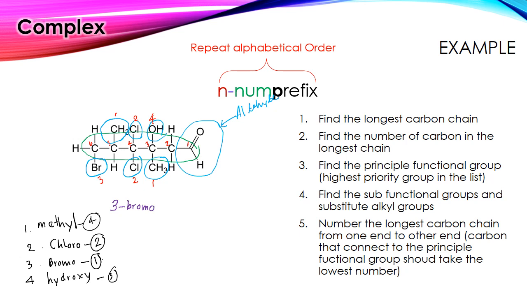Next one, chloro. Here there are 2 chloro groups. The attached carbon numbers are 4 and also 4, therefore 4,4-dichloro, because there are 2 chloro groups attached to this carbon chain. Then the third one is hydroxy. There is only 1 hydroxy, attached to the third carbon, so 3-hydroxy. Then the methyl groups attached to carbons 3 and 5, so 3,5-dimethyl.